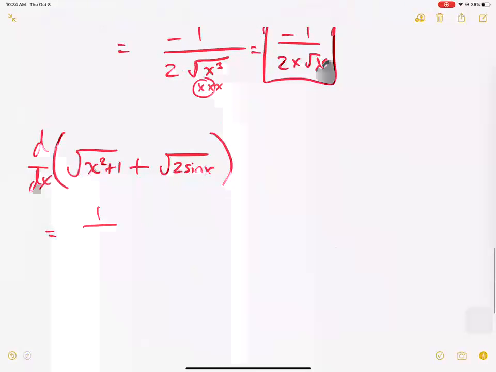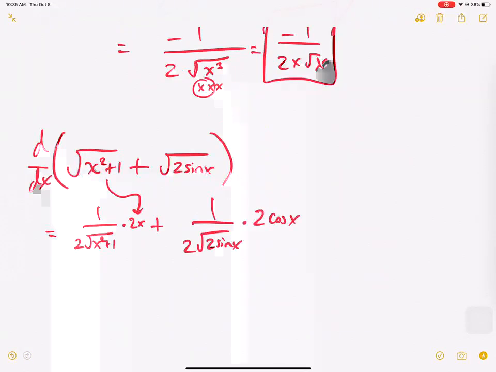1 over 2 square root of x squared plus 1, right? Just write that first. Times 2x because of chain rule. Plus 1 over 2 square root of 2 sine x. Chain rule. 2 cosine x.